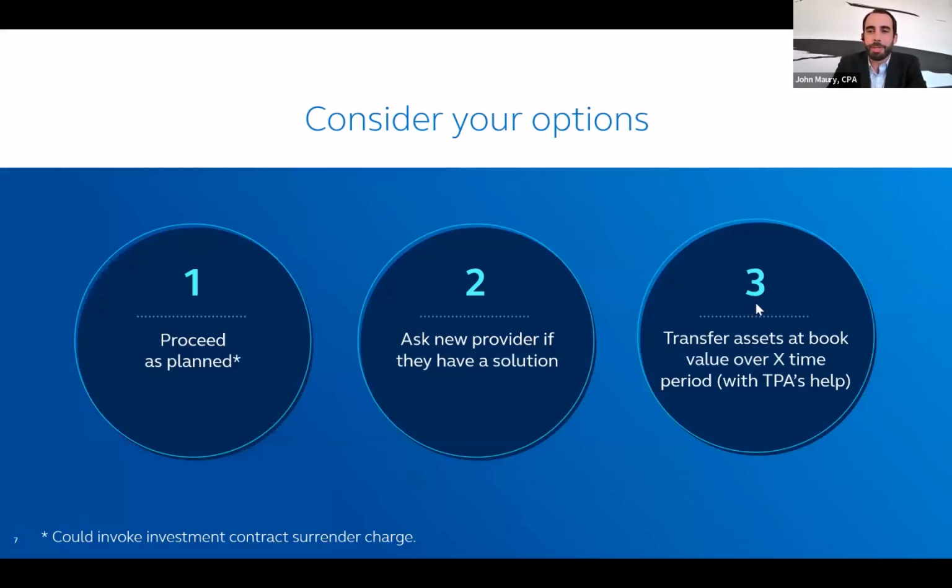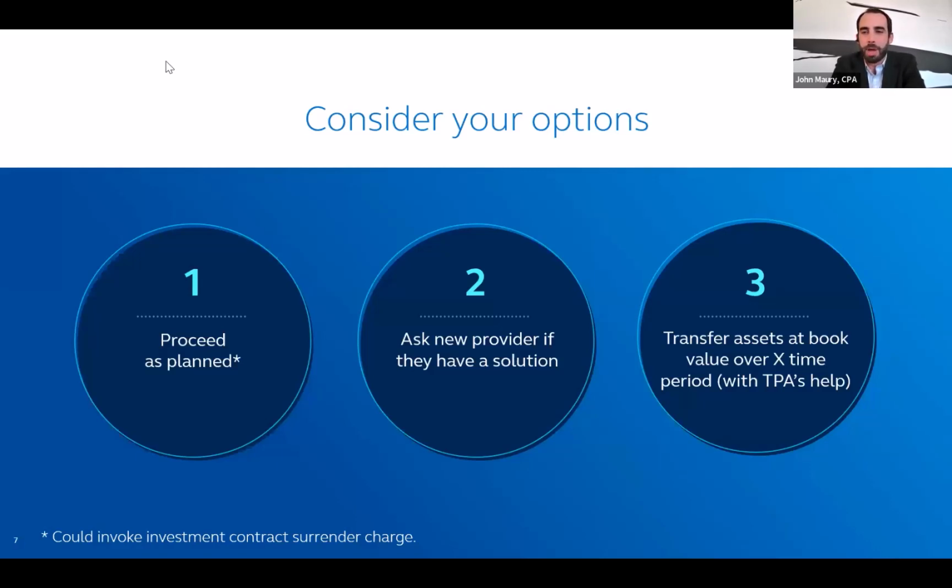And the third option is to transfer assets at book value over whatever time period is required. Sometimes you can see a 5-year drawdown period where assets will come over 20% per year for 5 years to the new provider. Now, it's not ideal in all cases, because the participants may be confused as to why some of their assets stayed back at the other provider. However, with the TPA, you can reconcile those accounts for testing and filing purposes every year.